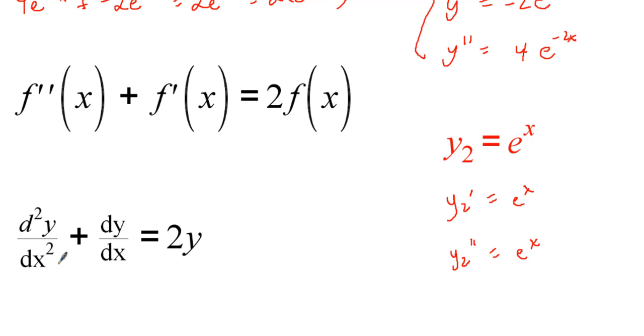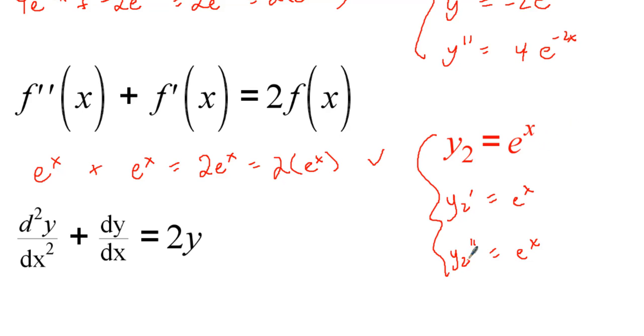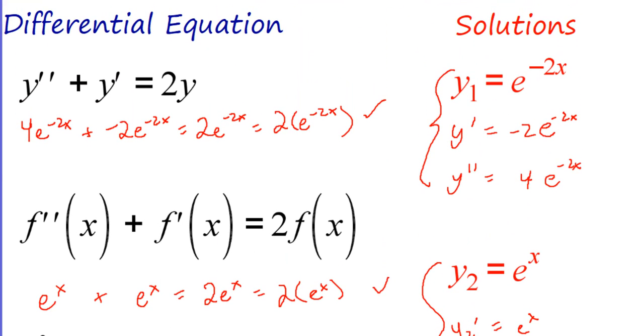And let's see if this works. The second derivative, which is e to the x, plus the first derivative, e to the x. Well, e to the x and e to the x is 2e to the x. Let's take a look. 2 times f of x, what was f of x? It is e to the x. Did that work? That worked as well, which means we have two different types of solutions for this differential.